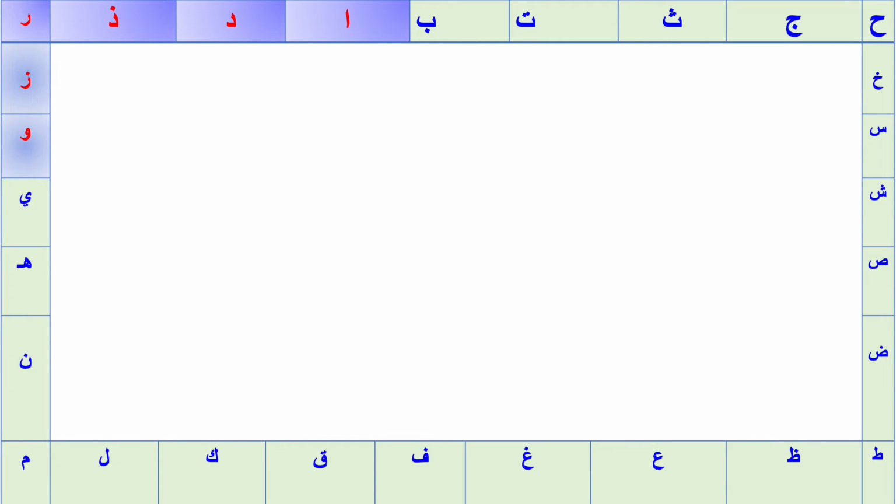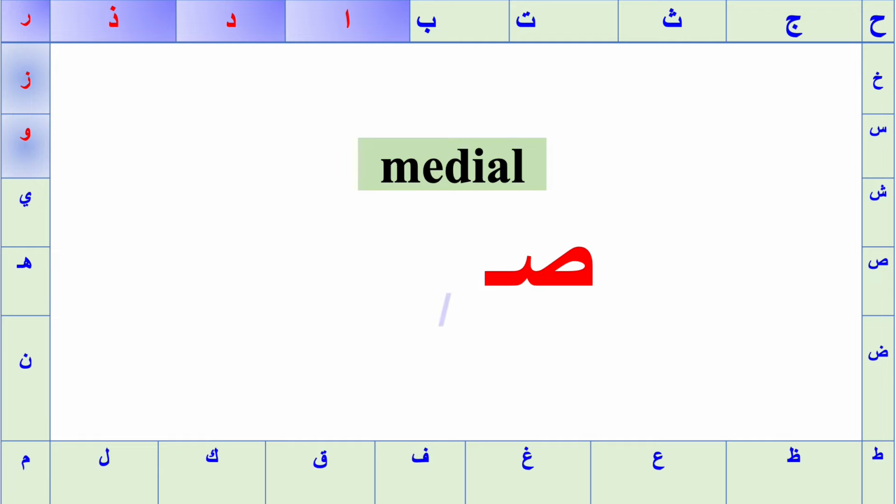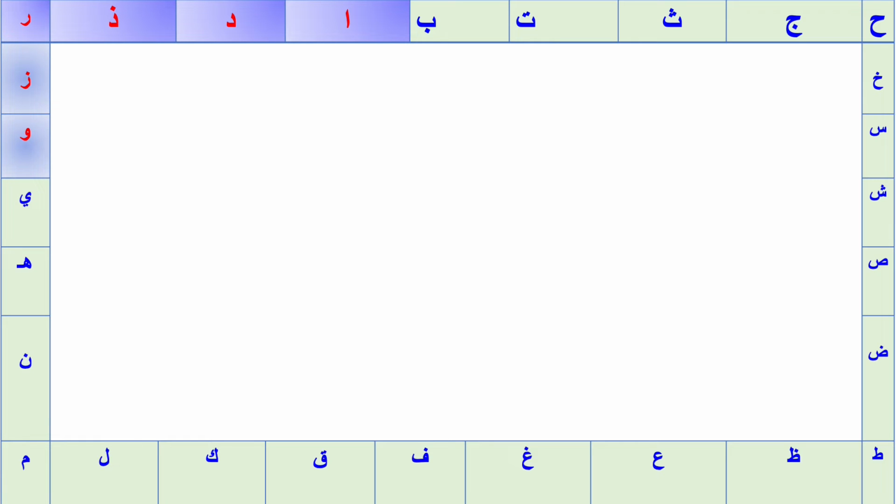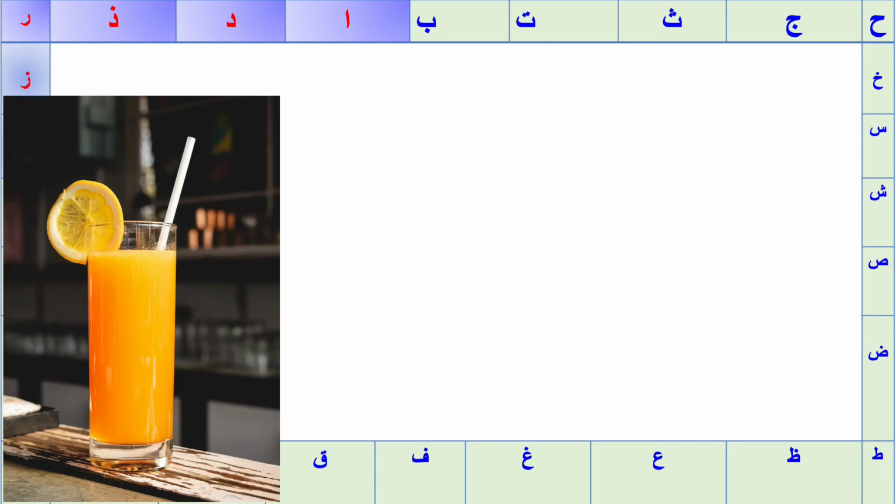Let's now look at the shape of this letter in the middle of the word, the medial shape. We can distinguish two shapes. Now we'll have some examples. The word we have is asir, juice. The component letters are Ain, Saad, Ya, Ra.